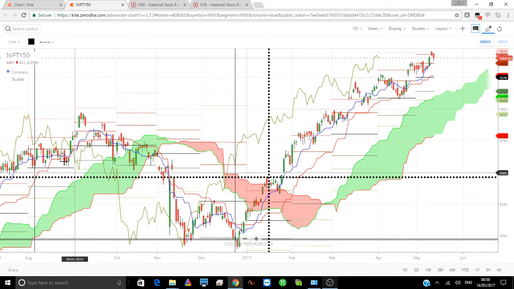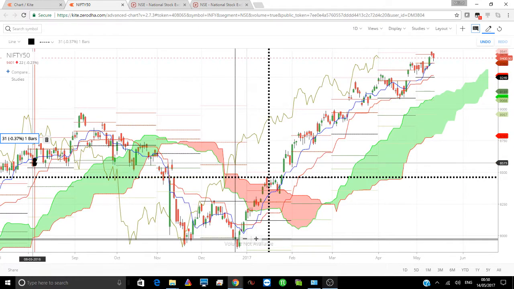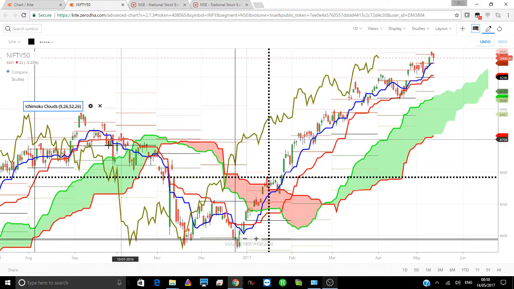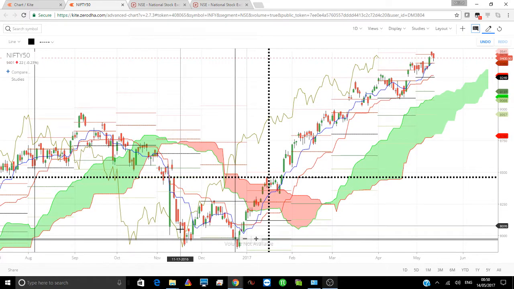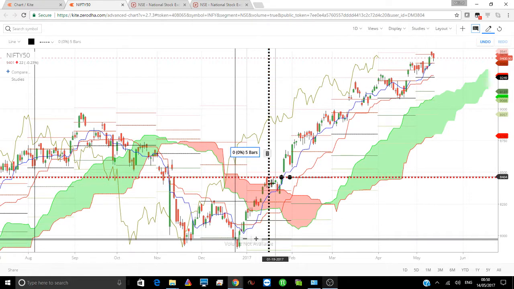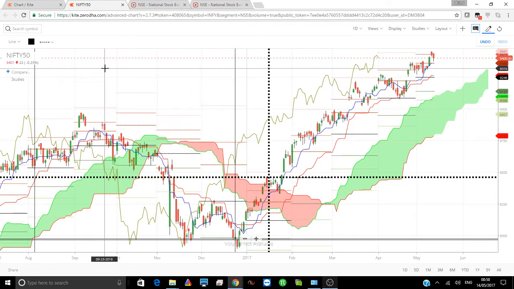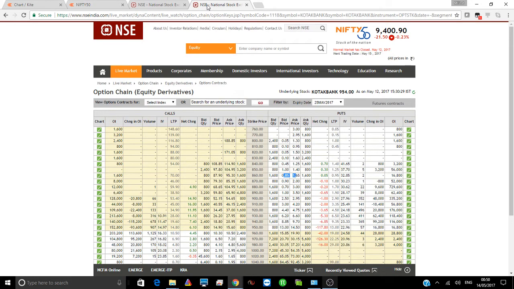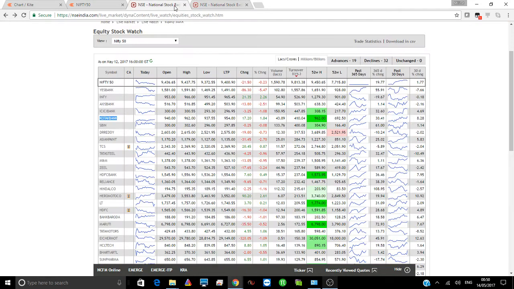So I wouldn't possibly go aggressive here, but I would wait for the cloud to go red, let it come down, and then let it break the cloud, until and unless the weekly and the monthly go red. So this is the Nifty story. Very quickly, let's look at these multiple things now.